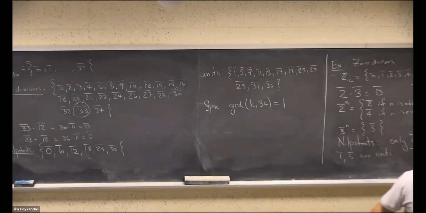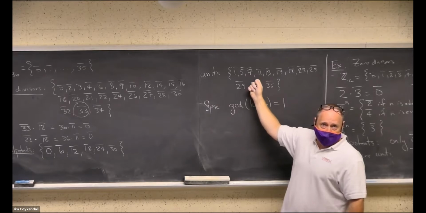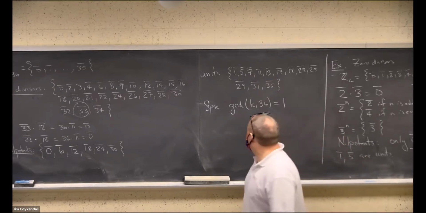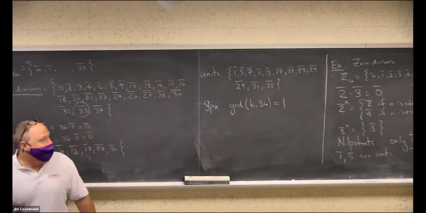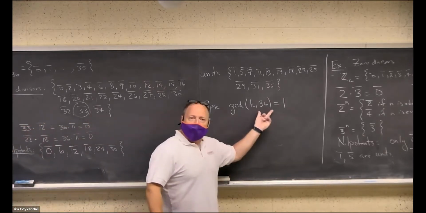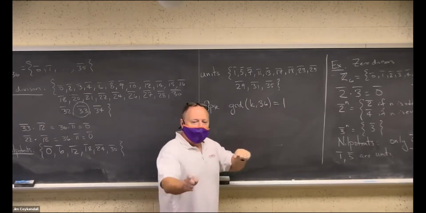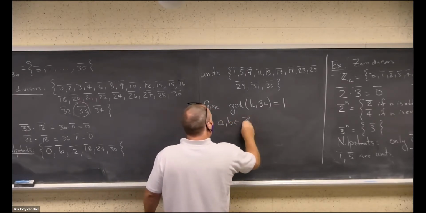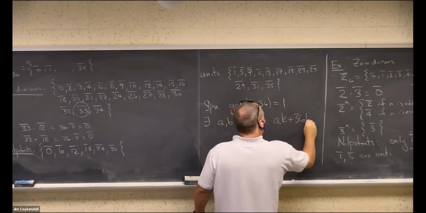Suppose the greatest common divisor of an integer K and 36 is 1. In fact, that's what it takes to be in this list. Everybody agree with that? These are just everything between 1 and 36 that are relatively prime to 36. What do you know about the greatest common divisor? What's one of the first things we prove in this class? The greatest common divisor is a linear combination. So there exist A and B in Z such that AK plus 36B equals 1.